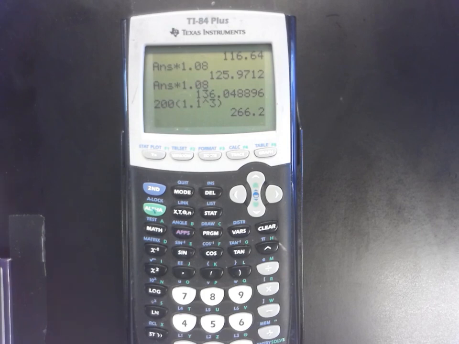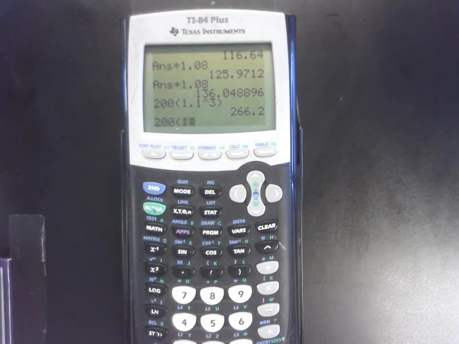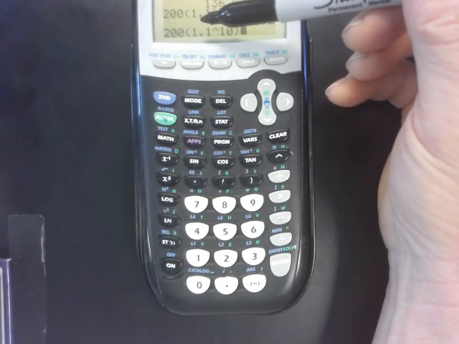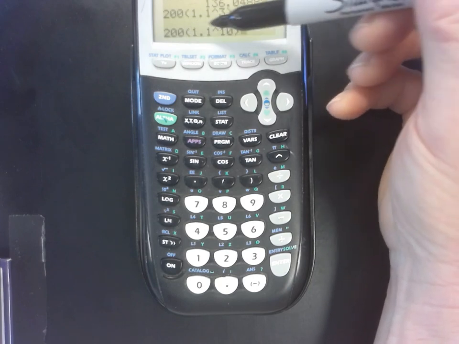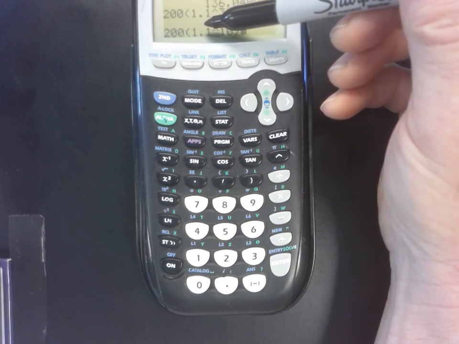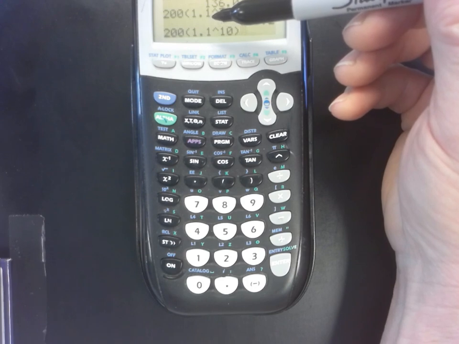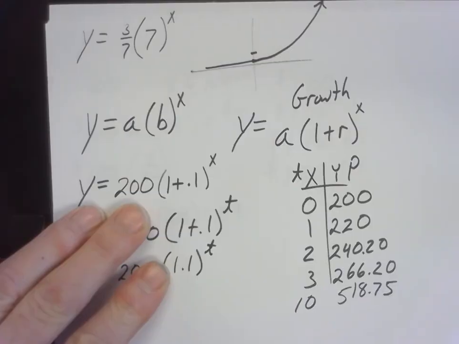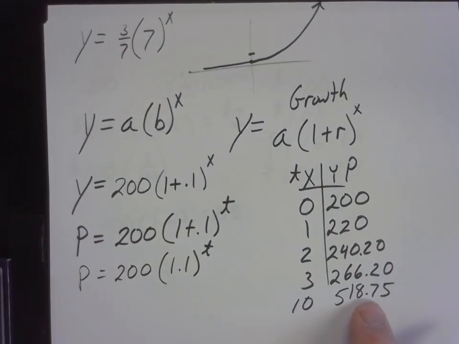It went up more. Is this making sense, Gracie? Okay. Now after 10 years, 200 times 1.1 raised to the 10th power. Notice here, let's talk about how I'm typing this in the calculator. In the parenthesis, I have 1.1 raised to the 10th power, end parenthesis. So I'm doing that, and then I'm multiplying by 200. You want to make sure that you're not doing 200 times 1.1 and then raising the answer to the 10th power. We've got to do it this way. So after 10 years, wow, $518.75. That's pretty good. You went from $200 to $518 in 10 years. What if you put $2,000 in there?